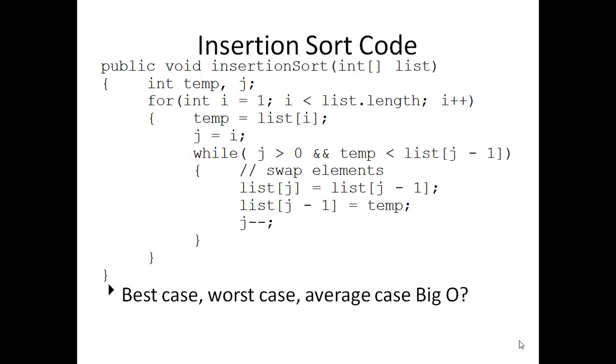Now I have a new element a of 2. So first I will compare a of 2 with a of 1. When a of 2 is greater than a of 1, definitely a of 2 is also greater than a of 0, because a of 0 and a of 1 are already sorted. That means a of 2 is already in the right position.